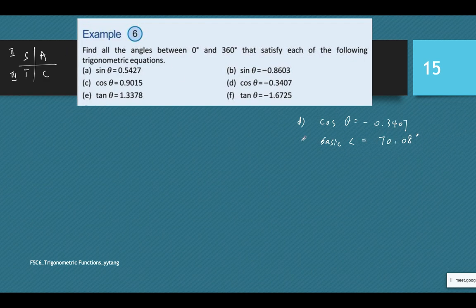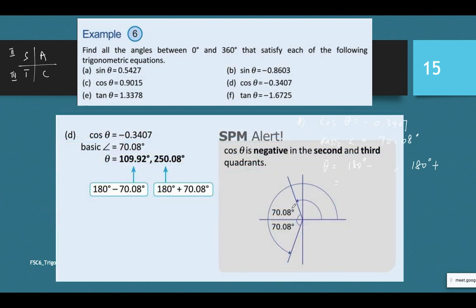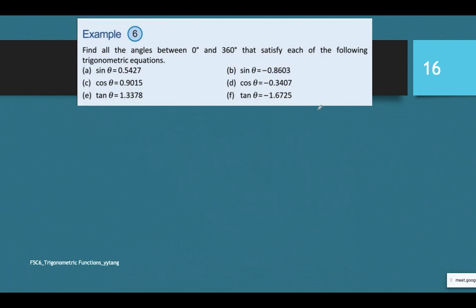But because this is negative, I want theta to be in the second and third quadrant. Second quadrant will be 180 minus it. Then third quadrant 180 plus it. Because here is the second quadrant and third quadrant. Second quadrant here, this acute angle 70. So then you use 180 minus it. If here, 180 plus it. Okay, so this is the second quadrant, this is the third quadrant. Two answers.